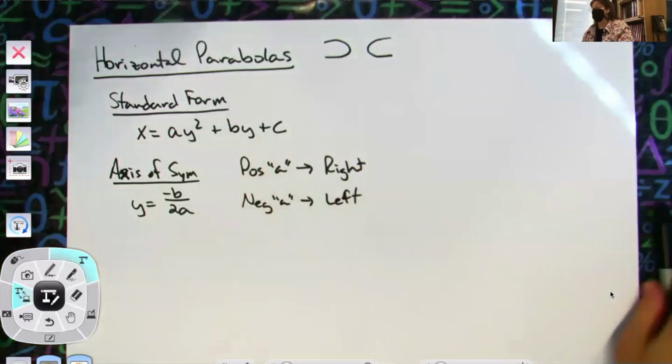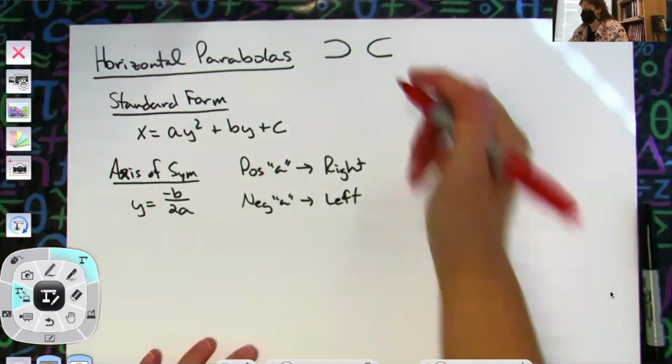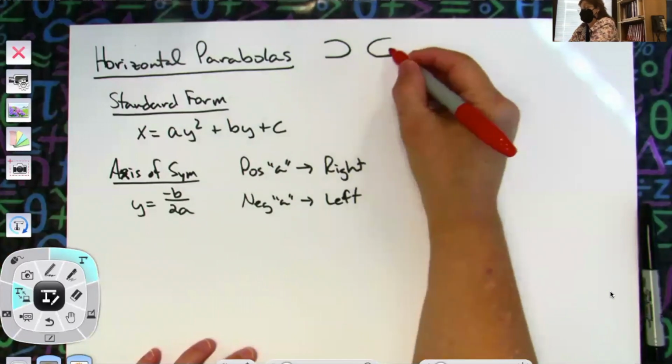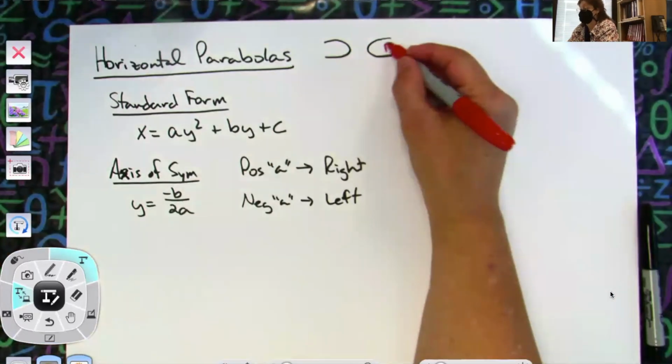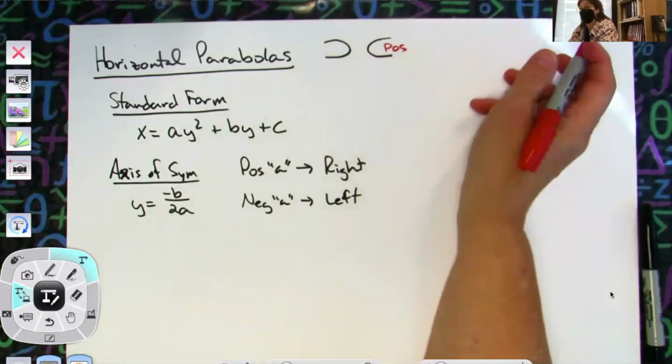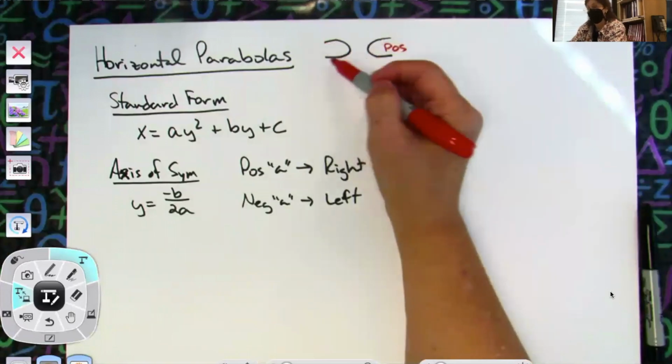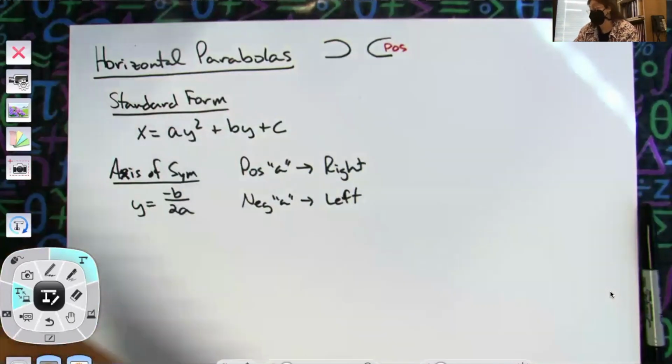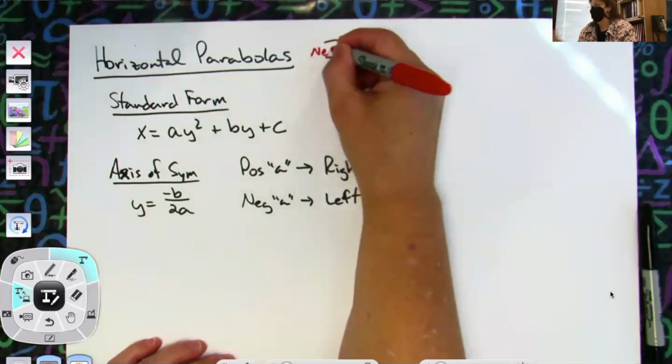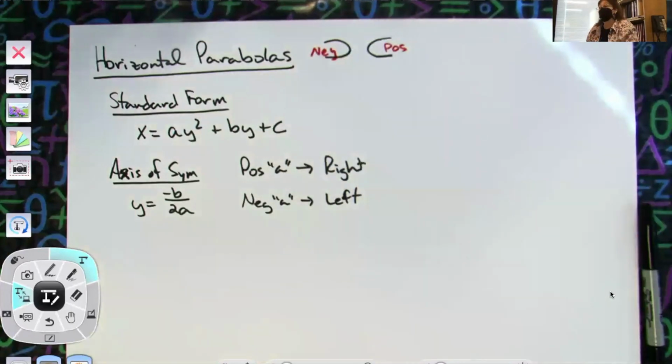The way I remember that is if it's opening to the right, it's like a little Pac-Man going to the right on the number line, eating those positive numbers. If it opens to the left and it's moving along that line, it's going to eat the negative numbers. So think of a little Pac-Man going. That's how I remember that.